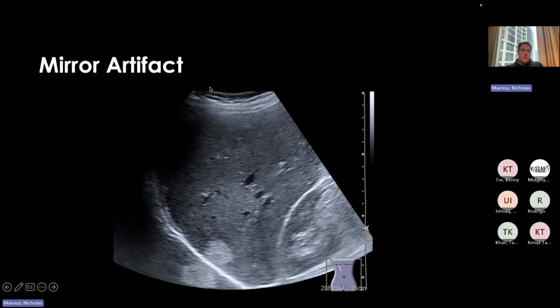But mirror artifact is when the sound waves go down, down, down, hit this really reflective diaphragm, and then some of the sound bounces off, hits this hemangioma, and then goes back. So it creates an image of the liver on the opposite side of this diaphragm. It's important to know because this could easily look like a possible consolidation, a really bad pneumonia, but in reality, it's just artifact.